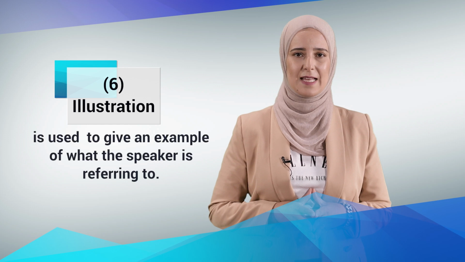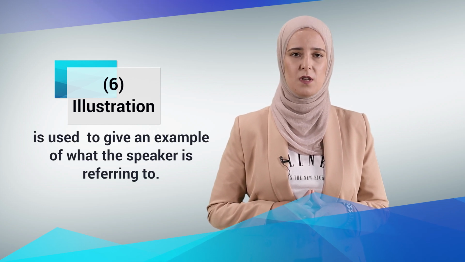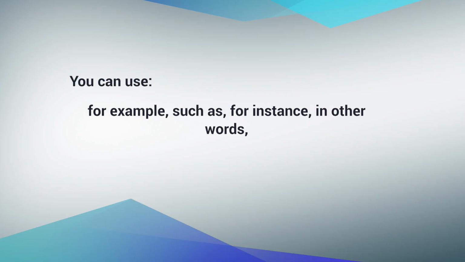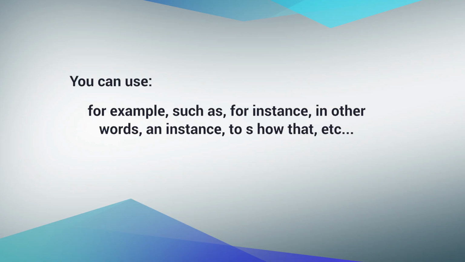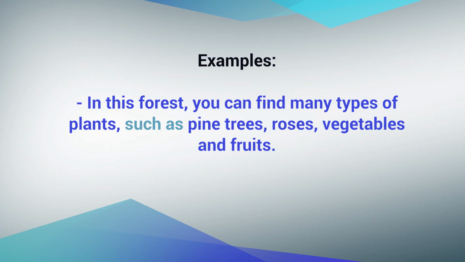Illustration is another sentence connector. It is used to give an example of what the speaker is referring to. You can use for example, such as, for instance, in other words, an instance to show that. A few simple protections can be taken, for example, ensuring that desks are at the right height. In this forest, you can find many types of plants, such as pine trees, roses, vegetables, and fruits.